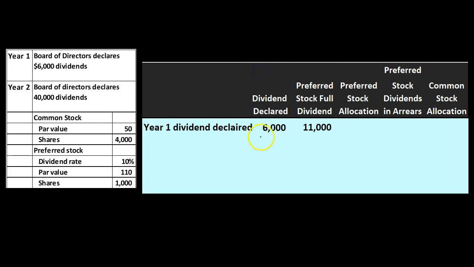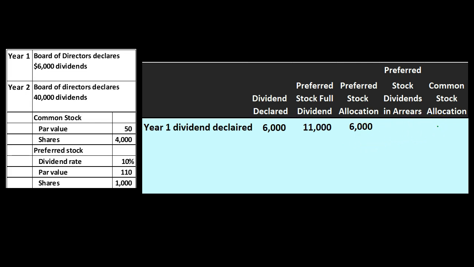So in other words, all else equal, whatever the board of directors declared, if it's greater than 11,000, and you can think of this as like an if-then formula in Excel, right? If it's greater than 11,000 that they declare, then they get 11,000. Or if it's equal or greater than 11,000. If it's less than the 11,000, then they get whatever is declared. In this case, it's less than the 11,000, so they're going to get the 6,000. In other words, they get all of it. They get the full thing, meaning the common stock's going to get nothing.